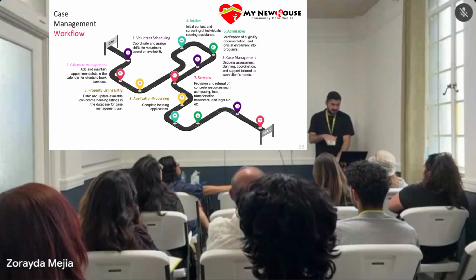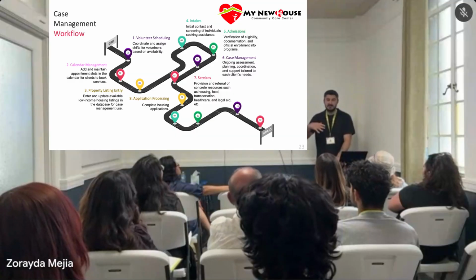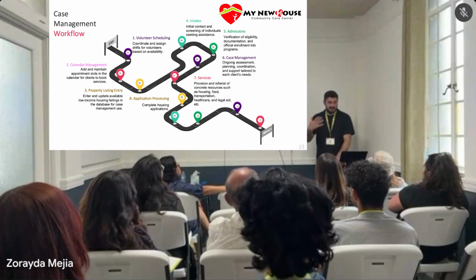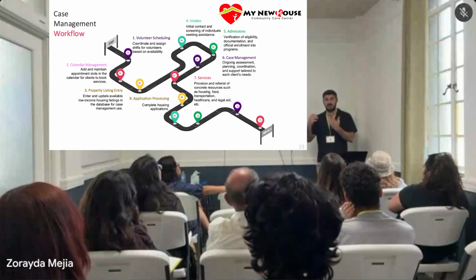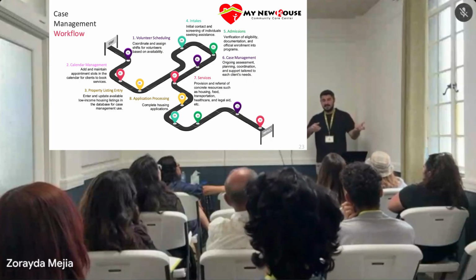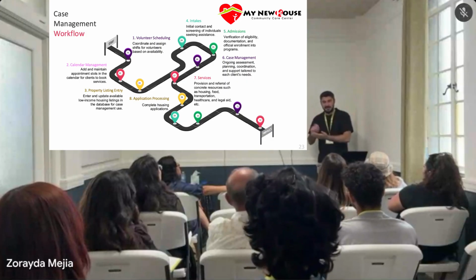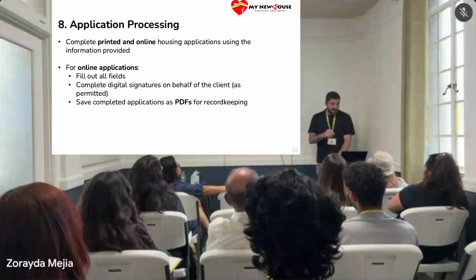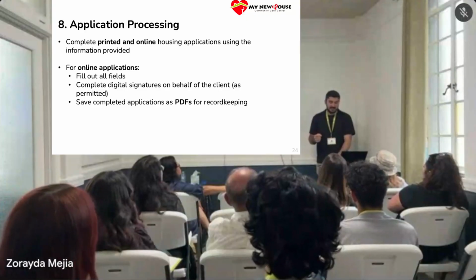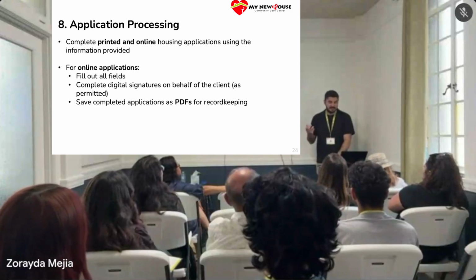Then we come to services, which I mentioned earlier that we convey to the client. We do cache, we do stuff like that. And then step 8, application processing. Another way I like to describe this is the scribe, the person that takes the intake with all the information and fills out every application, either manually or online. So complete the printed and online housing applications using the information provided in the intake.